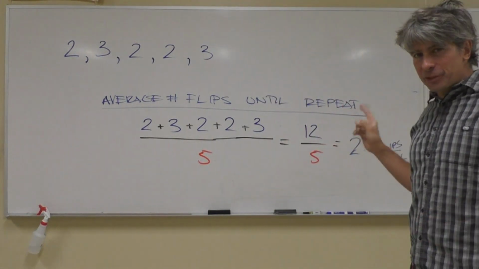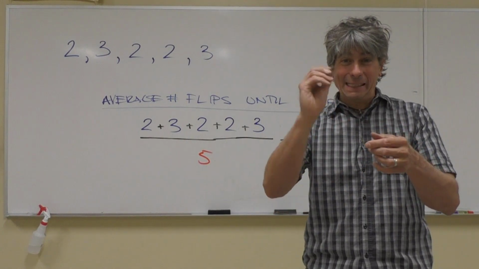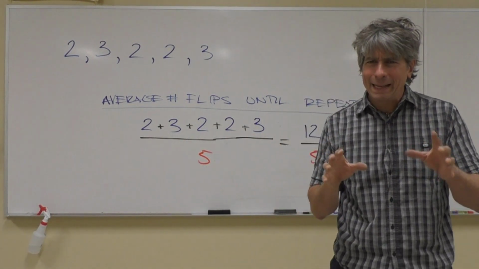This is not the most efficient way of doing this. I mean, a coin is a beautiful randomizer. It really is. But there's a better way. Let's take a look at it.